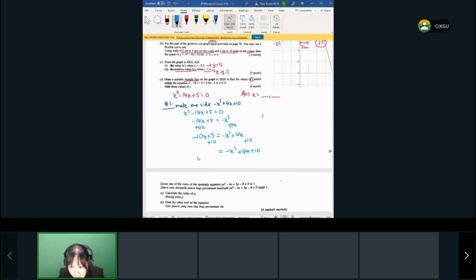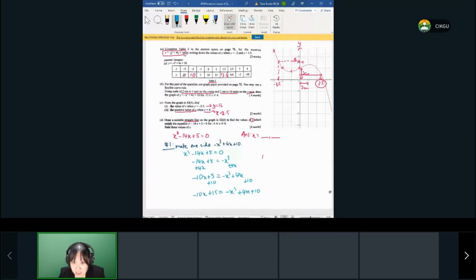Then let's simplify the other side. Negative 10x plus 5 plus 10, total plus 15. There we go. You see? From the original part D equation that they gave us, we can move the terms so that we make one side become exactly the same as the original function. Done. So let me call this my y1, which is our original function.